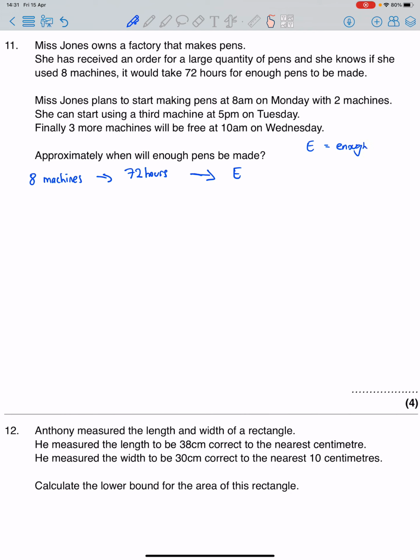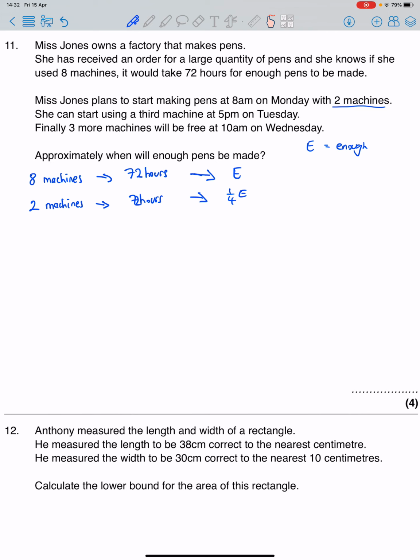Okay, so we want to know how long it would take to make enough pens. Miss Jones only starts making pens at 8 a.m. on Monday with 2 machines. So first of all, if we had 2 machines, well, to get from 8 to 2 we've divided by 4, so we can go a quarter E. So a quarter of enough pens. We'd have a quarter of the pens made. That's 72 hours.